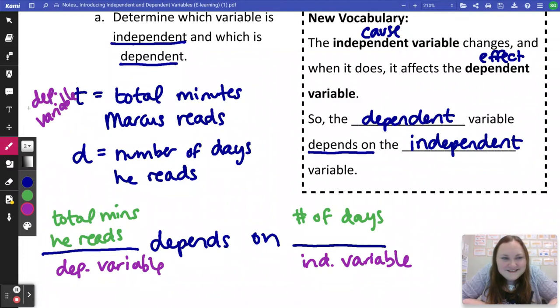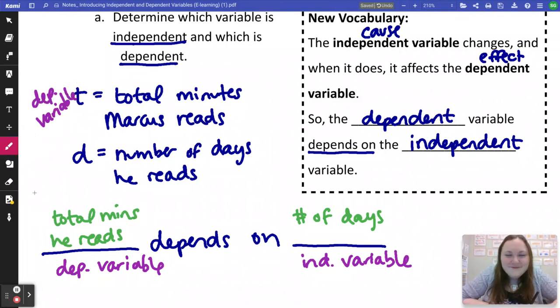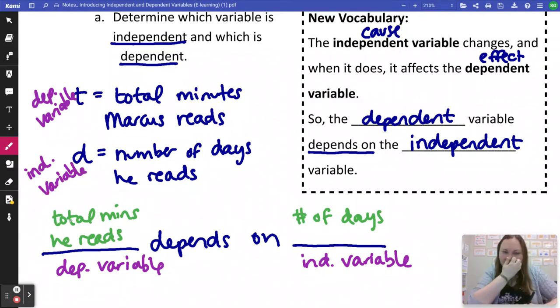And notice I'm shortening dependent to DEP for right now, just so I'm not writing all day long. And then that other one, the number of days he reads, is our independent variable. Again, if you think about it with cause and effect, the starting point, the thing we would be changing, is how many days he reads. And if you change how many days he reads, that's going to be what affects the total minutes he reads. Kind of like our cause and effect again. I keep switching between depends on and the idea of cause and effect because different people find success thinking about it in different ways. So see which way makes more sense to you and just stick with that.